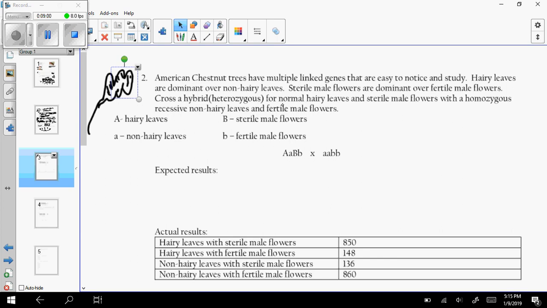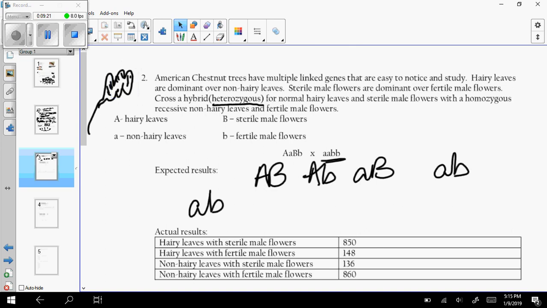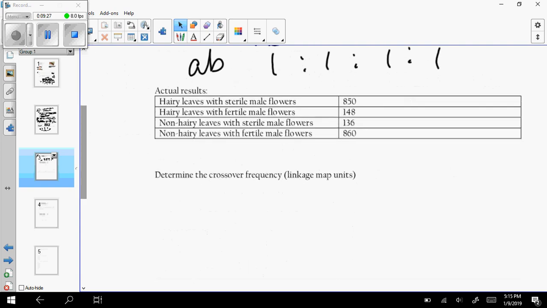Cross a hybrid heterozygous. When we're studying linked genes, we always cross a heterozygous with the dominant trait, so big A, big B, little b, with homozygous recessive. That's always our cross. If I wrote this all out again, I would get a 1 to 1 to 1 to 1 ratio. But when we scroll down and look at our data, this is definitely not 1 to 1.